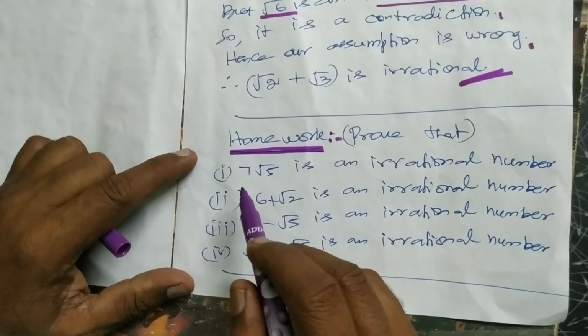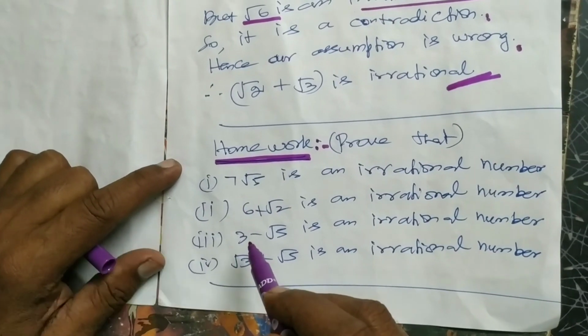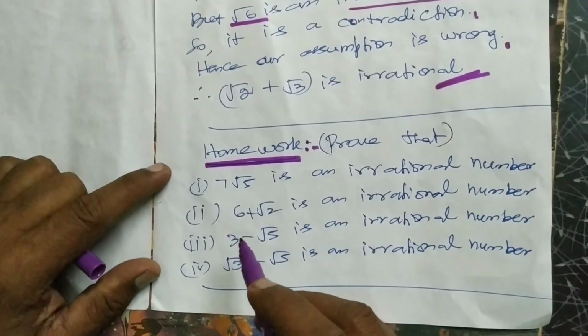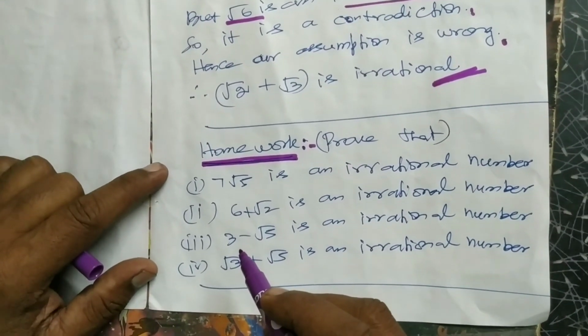The same model, whatever we have done, the 4 questions you do as homework so that you will be thorough in irrational numbers. Thank you. See you again in the next video.